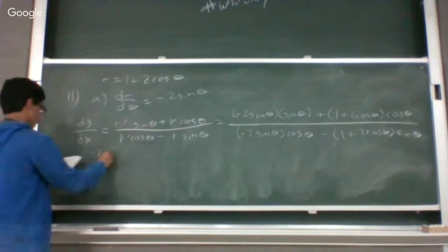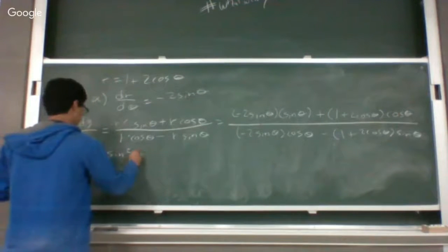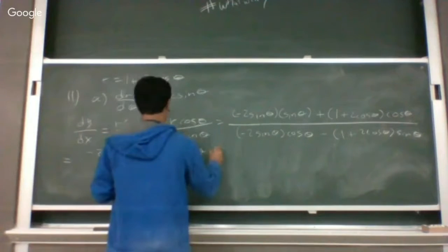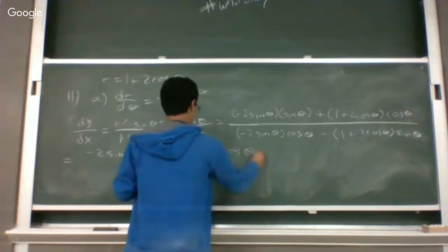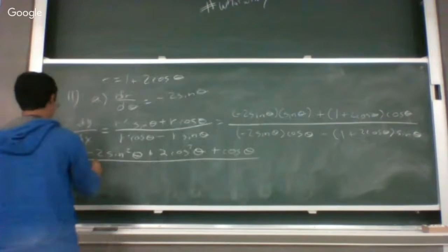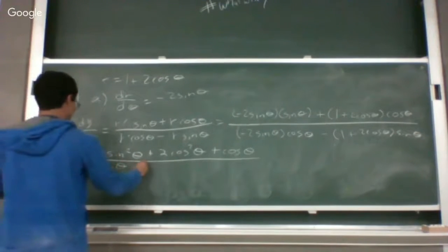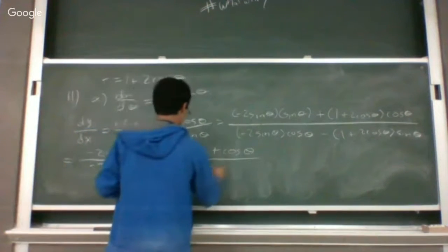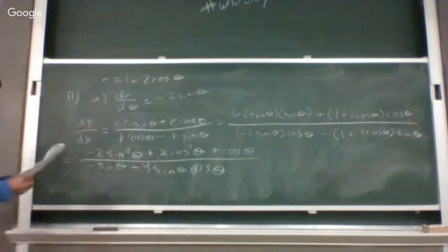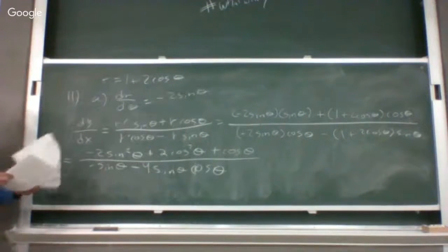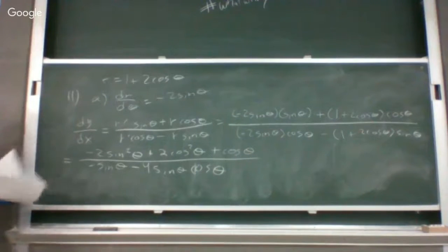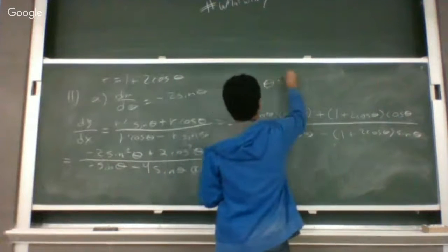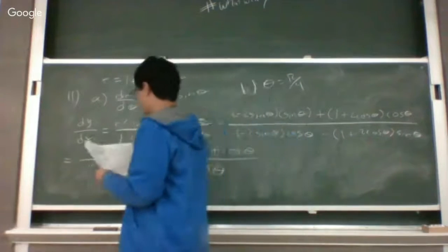So then we get negative 2 sine squared theta plus 2 cosine squared theta plus cosine of theta divided by negative sine of theta minus 4 sine of theta cosine of theta. So it simplifies to that, and then they tell you where theta is equal to pi over 4. So for part B, we plug pi over 4 into it.